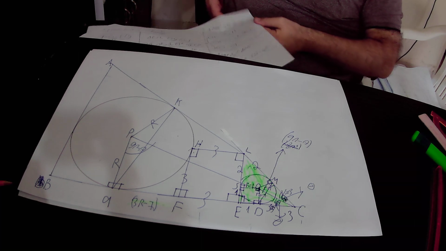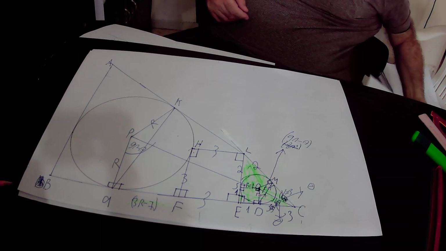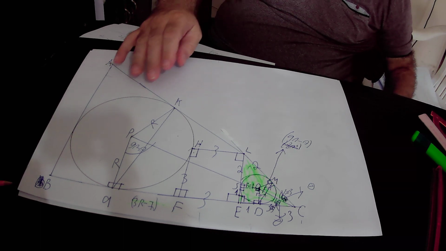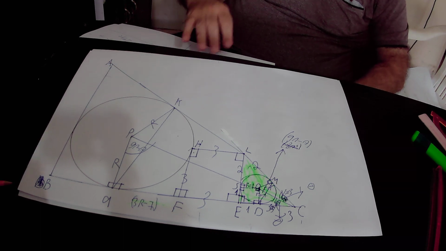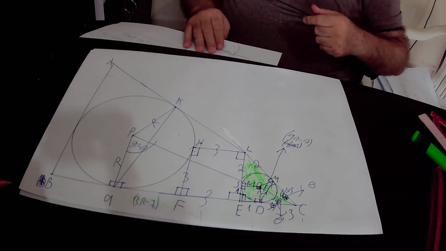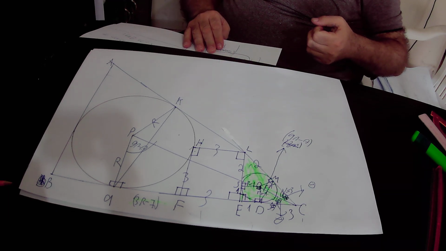Okay, so then we join points P and K together by a straight line. Point P is the center of the circle, point K is a point on the circle itself, therefore PK is the radius of the big circle that is equal to 1.